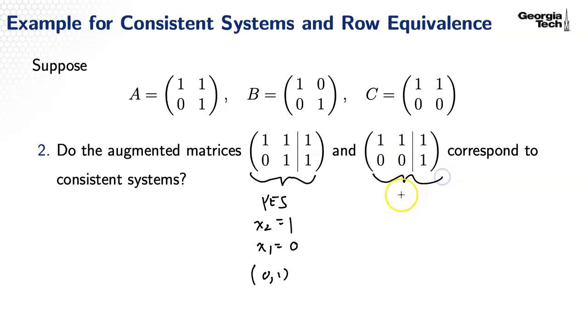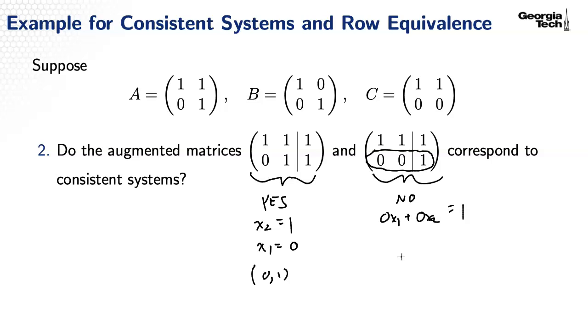This is not a consistent linear system. So notice how that third row gives us 0x1 plus 0x2 is equal to 1, which is 0 cannot be equal to 1, so we have an inconsistent system. There's no x1 and x2 that will satisfy both equations. So notice how the solution sets are different, even though I've used A and C here and found that they have different solution sets.